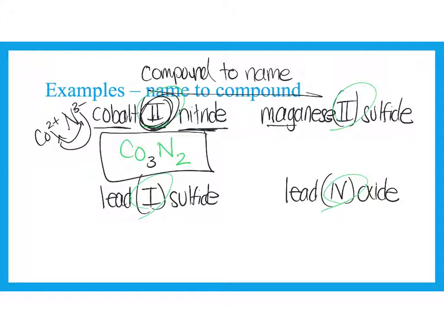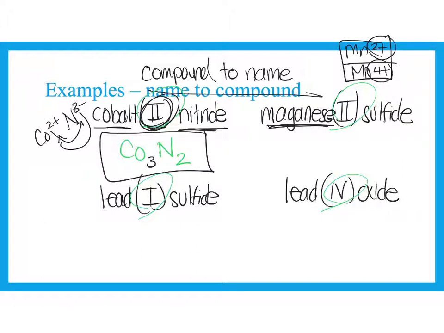The next one is manganese. It's not magnesium, but it's manganese, which is a different element here. So manganese is actually Mn, and when I look at manganese, you'll see that it is split into, it can be 2 positive or it can be 4 positive.